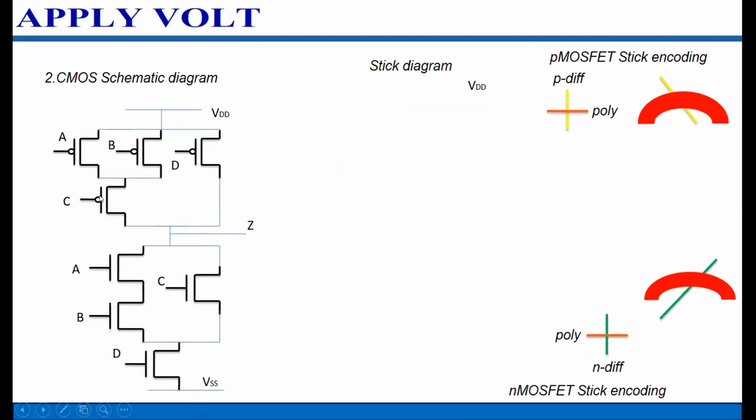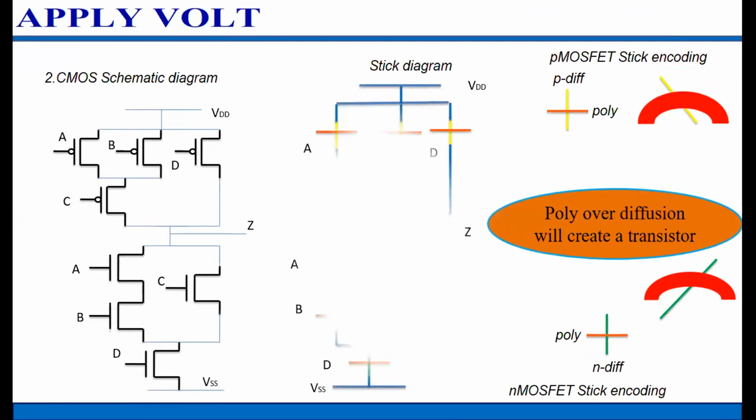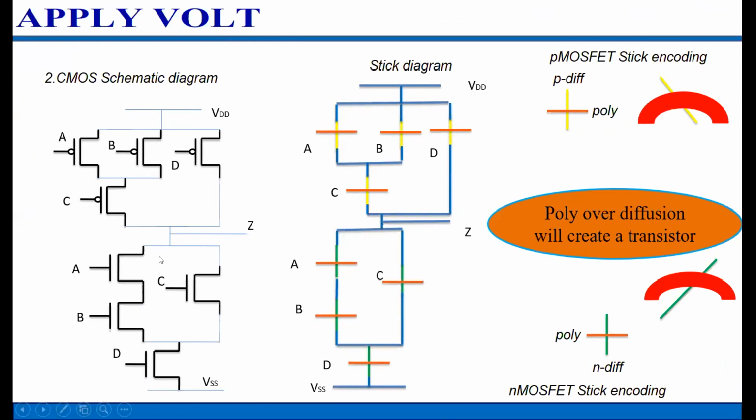If you want to work it out, this is the schematic, and then I have to draw the stick diagram. See, this is my stick diagram. You see the appearance of the schematic and stick diagram, both are one and the same. The only difference is that your schematic is in terms of MOSFET symbols, and your stick diagram is in terms of stick encodings.